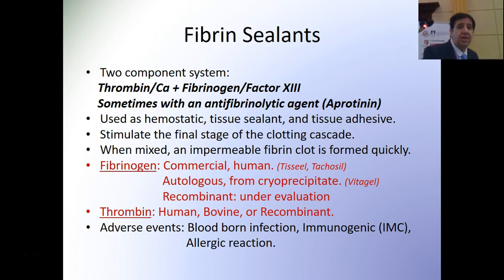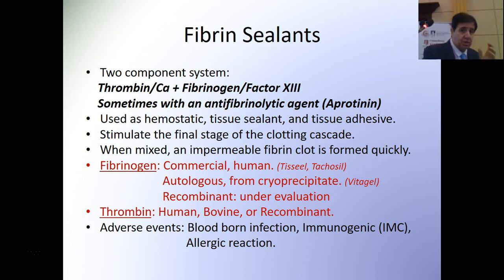They stimulate the final stage of the clotting cascade, and when those two products are mixed together, they create an impermeable fibrin clot, which is quickly formed. So again, the thrombin counterpart could be the bovine, the human, or the recombinant. And in the industry, we do have all those brands.